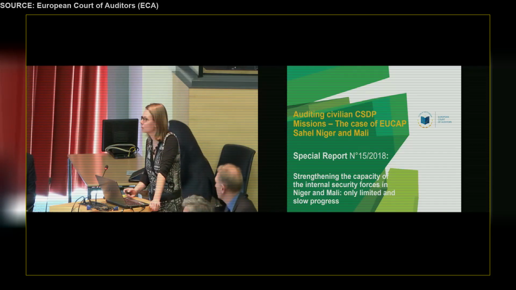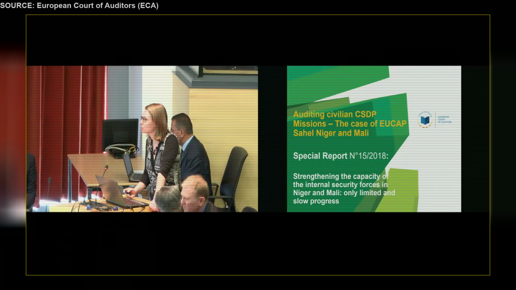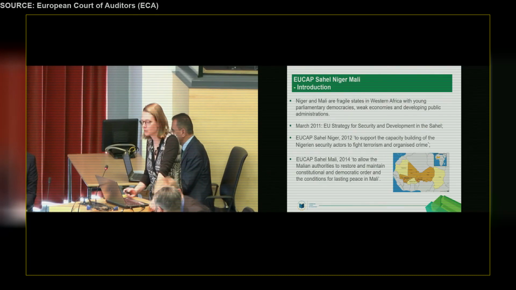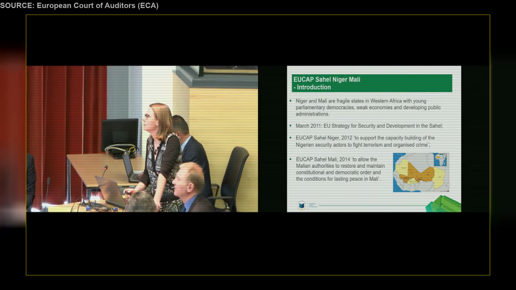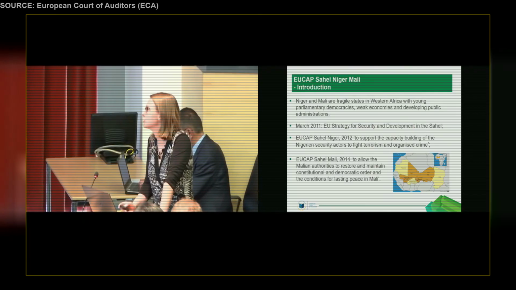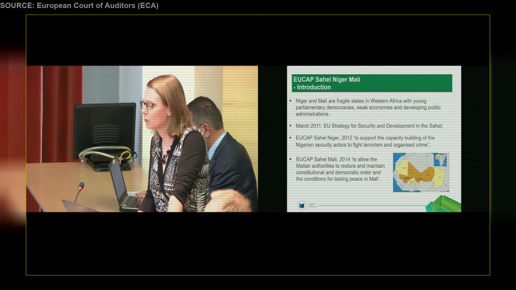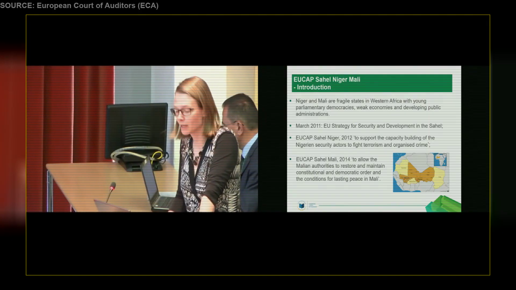The capacity of the internal security forces in Niger and Mali showed only limited and slow progress. The audit work was carried out from May 2017 to September 2017. On the picture you can see Niger and Mali. Niger and Mali are very fragile states in Western Africa, very poor countries, young parliamentary democracies, weak economies, and developing public administrations.